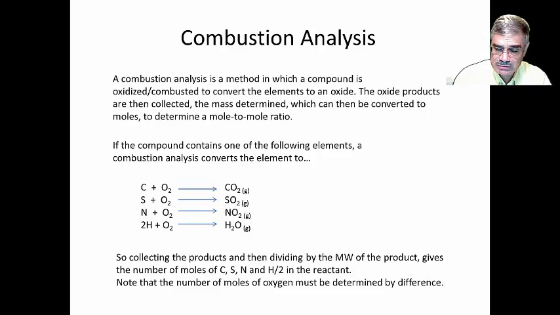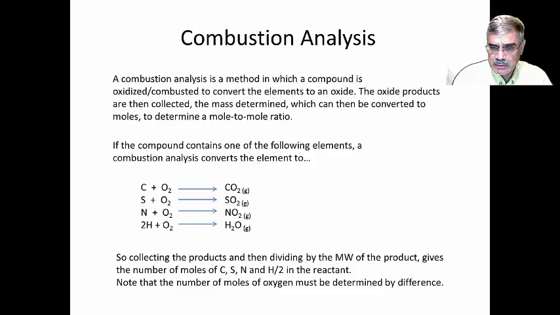The only one that's different is water. If you notice the reaction, it takes 2 hydrogens in the sample to produce 1 mole of water vapor. So if you collect water vapor and weigh it and divide by the molar mass of water, 18 grams per mole, to get the number of moles of water formed, there must have been twice as many moles of hydrogen in the original sample. So that's the only one that's a little bit different that you have to be aware of.